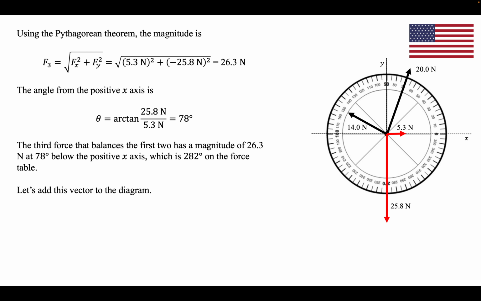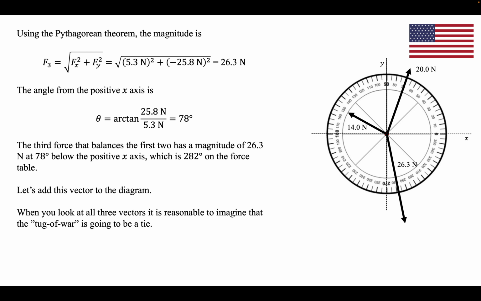So let's add this vector to the diagram. There it is, and we can get rid of the components. And if we look at this, we can imagine that if there's a tug of war, it's going to be a tie. Congratulations if you're getting good at this. It's not easy.